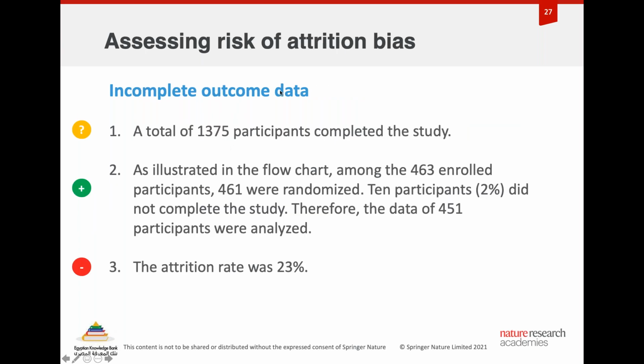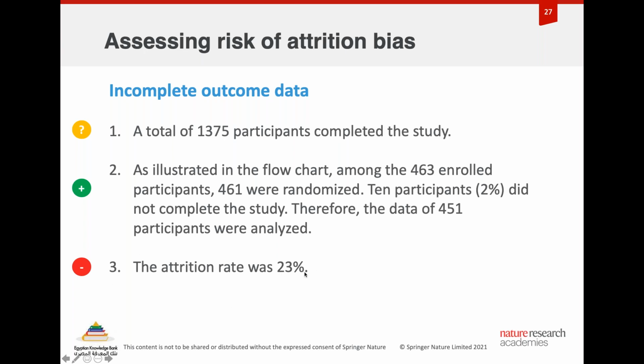One about incomplete outcome data related to attrition bias. So if they just said a total of 375 participants completed the study, well, out of how many? How is this really going to help us in terms of assessing any potential dropouts, attrition rates? Or a low risk of bias would be like, as illustrated in the flow chart, among the 463 enrolled participants, 461 randomized. 10 of those participants, which is 2%, did not complete the study. So therefore, the data of 451 participants were analyzed. Clear, descriptive, and only 2% attrition, we know very low risk of bias.